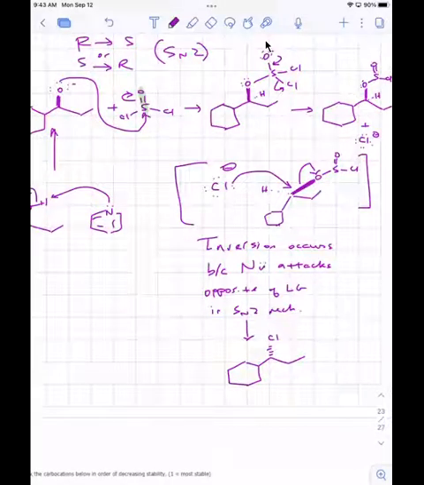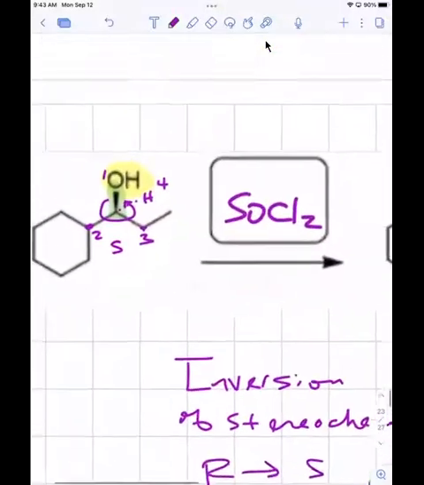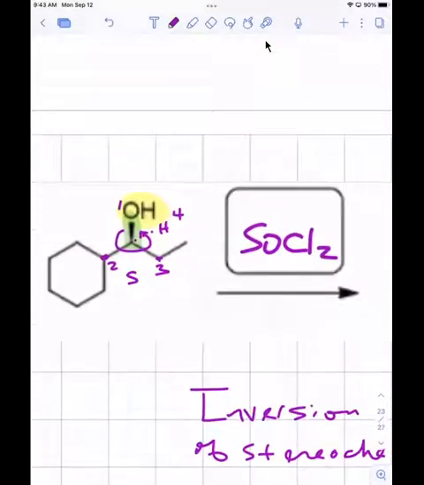And the only reason the chlorine had to come in from the back is because the oxygen was already facing the front. If the oxygen was on the dash, then the chlorine would come from the front and kick the oxygen out from the other side. But the stereo center was already set. If you look here, it's already set. And it doesn't change until that carbon gets attacked by that chlorine nucleophile. All right. Does that answer your question?